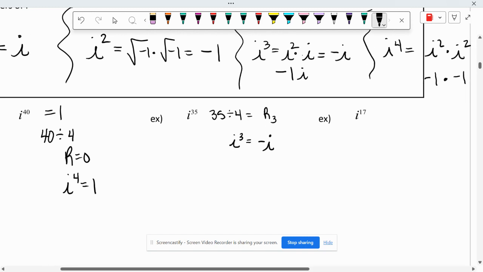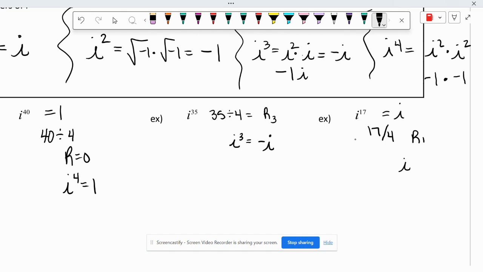Or i to the 17th: I take my exponent 17 and divide it by 4, and that gives me a remainder of 1, which is just i. One, 2, 3, 4, 5, 6, 7, 8, 9, 10, 11, 12, 13, 14, 15, 16, 17. This is where i lives.